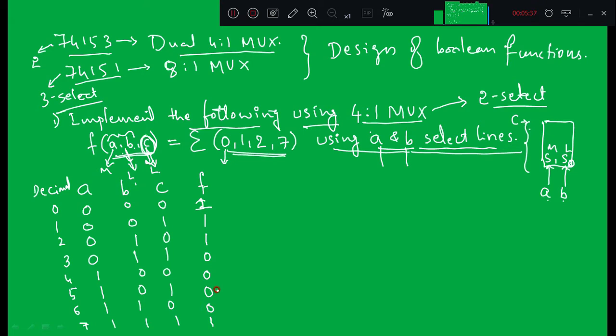Now, when A and B are connected to the select lines, how many different combinations can they take? They can take 4 different combinations. One is 0 0, next one is 0 1, next one is 1 0, fourth one is 1 1. Just identify these values 0 0, 0 1, 1 0 and 1 1 in the truth table. Let me identify where they are.